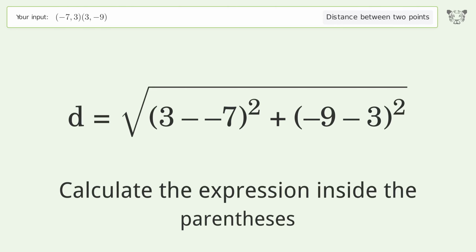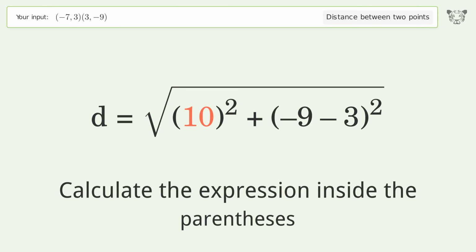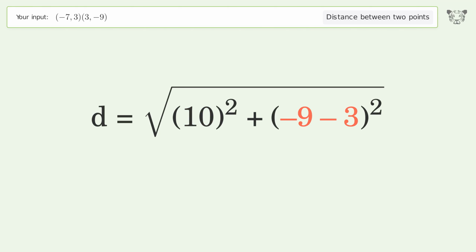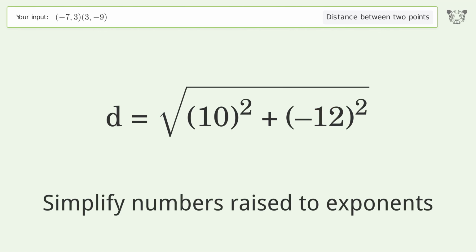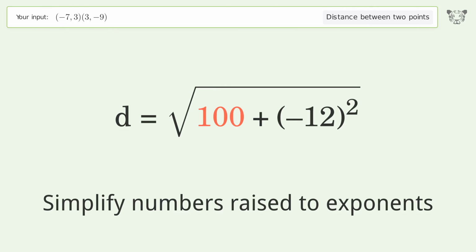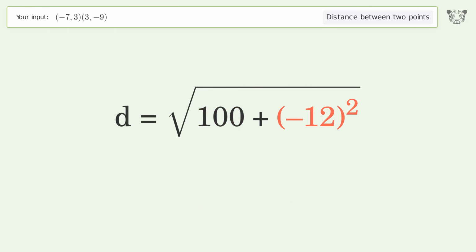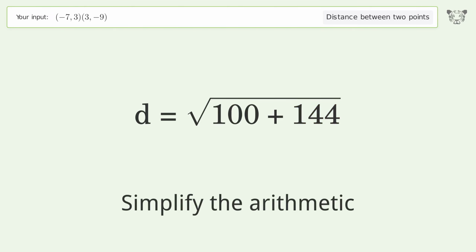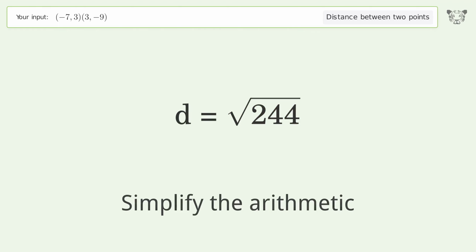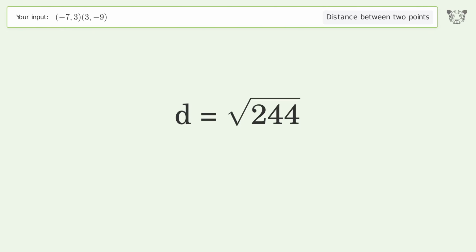Calculate the expression inside the parentheses. Simplify numbers raised to exponents. Simplify the arithmetic. And so the distance between the 2 points is the square root of 244, or 15.62.